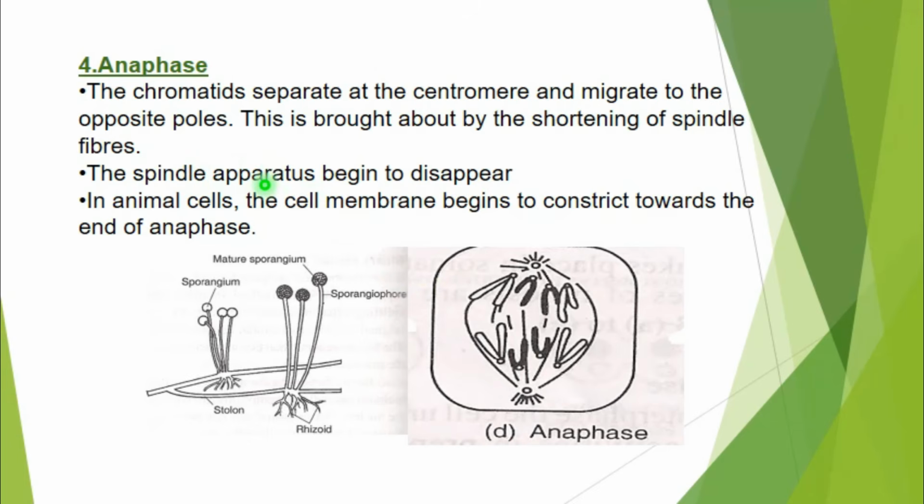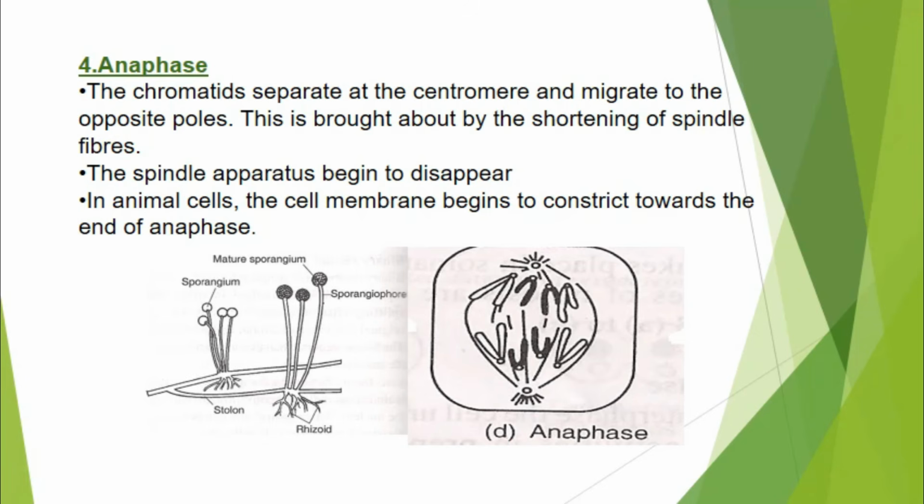Then here now the spindle apparatus, that's the spindle fibers, they begin to disappear. So you see here we don't have spindle fibers. In metaphase they were there, right? Then in animal cells, the cell membrane now begins to do what? To constrict. Now in animal cells, this is very unique again. In animal cells, the cell membrane begins to constrict towards the end of the anaphase. So this is how an illustration of anaphase stage looks like.